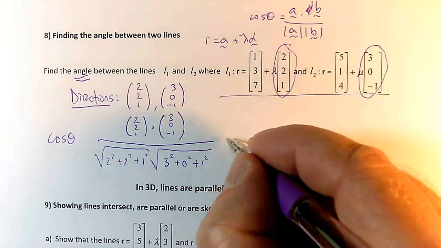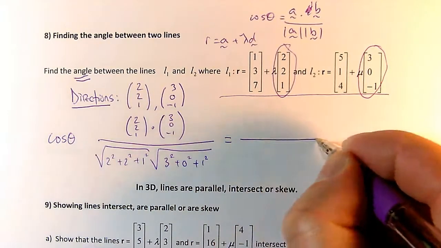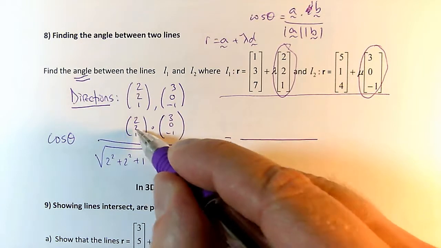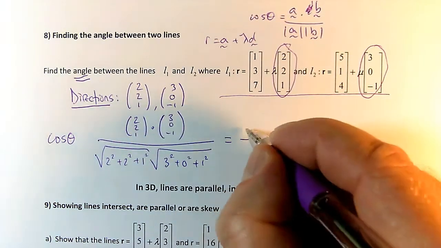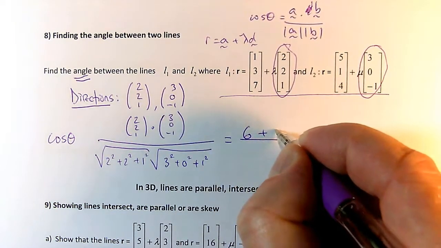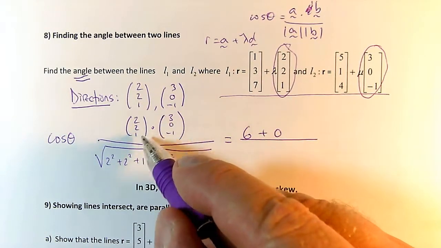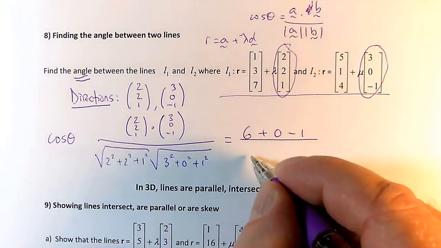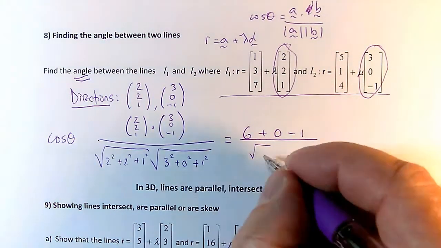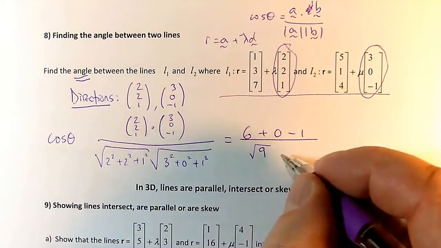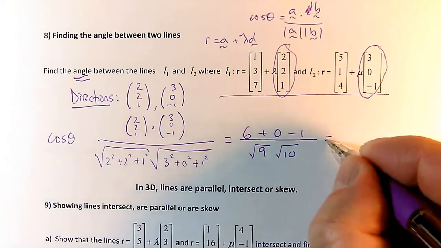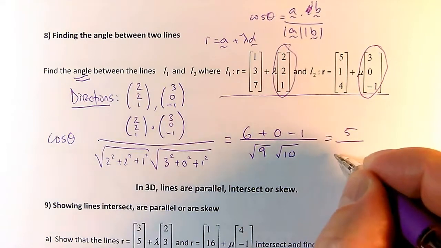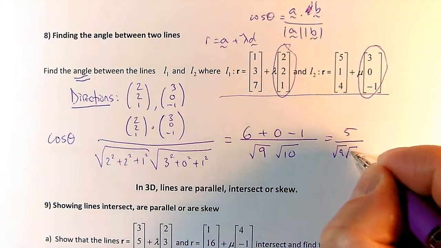This feels an awful lot like a previous example, but I don't think it's quite the same. Similar, but not the same. 2 times 3, dot product, you multiply the x's, the y's and z's and add them up. So 2 times 3 is 6, plus we get the naught in the middle this time, and 1 times minus 1 is minus 1, over the square root of 4 plus 4 plus 1, which is 9, and this is the square root of 10. I've had that before, but not quite the same as this. Top simplifies to 5, the bottom simplifies to root 9, root 10.